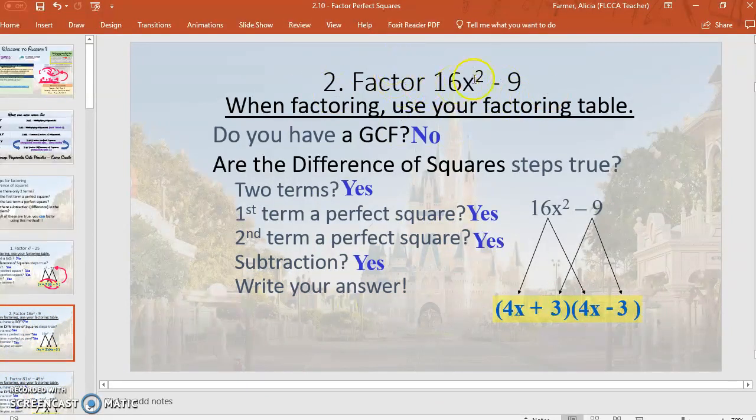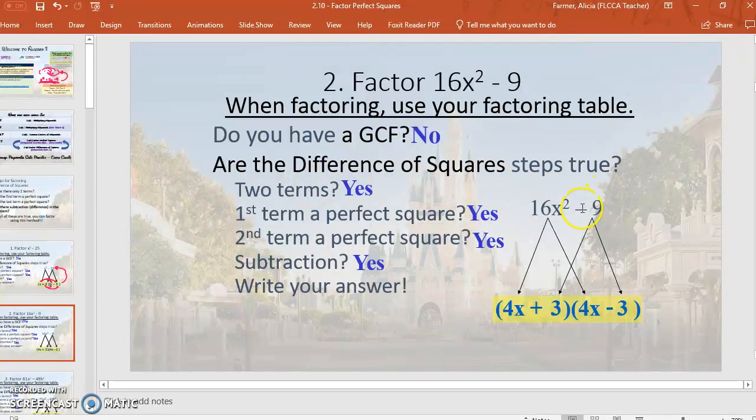All right, let's look at another one. This one is a little bit different. It has a number in front of x. Do you have a GCF? 16 and 9. There is no number that I can divide into both of those, and there's no variable that they both have in common. So it doesn't have a GCF.